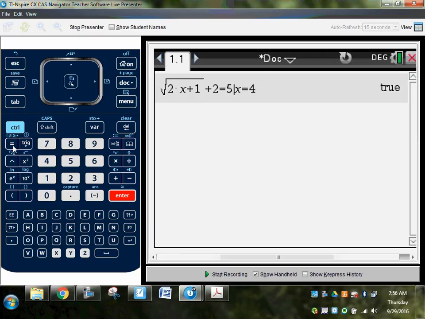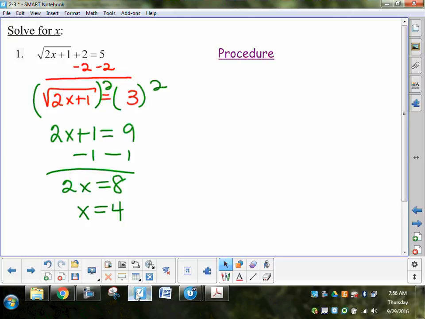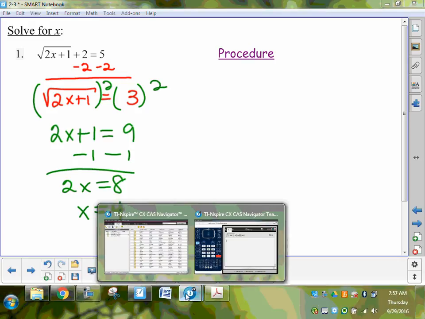Every answer you get with the square root equation, though, you have to check. Because sometimes we'll lose negatives that need to be there because we're squaring terms, etc. Questions on that?